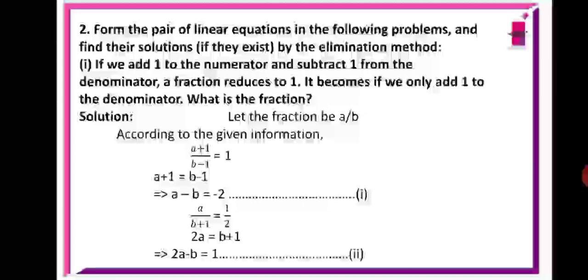And a minus b equal to minus 2 is the first equation. If you add only 1 to the denominator, it is 1 by 2. So 2a minus b equal to 1. You can use the substitution method to find this.